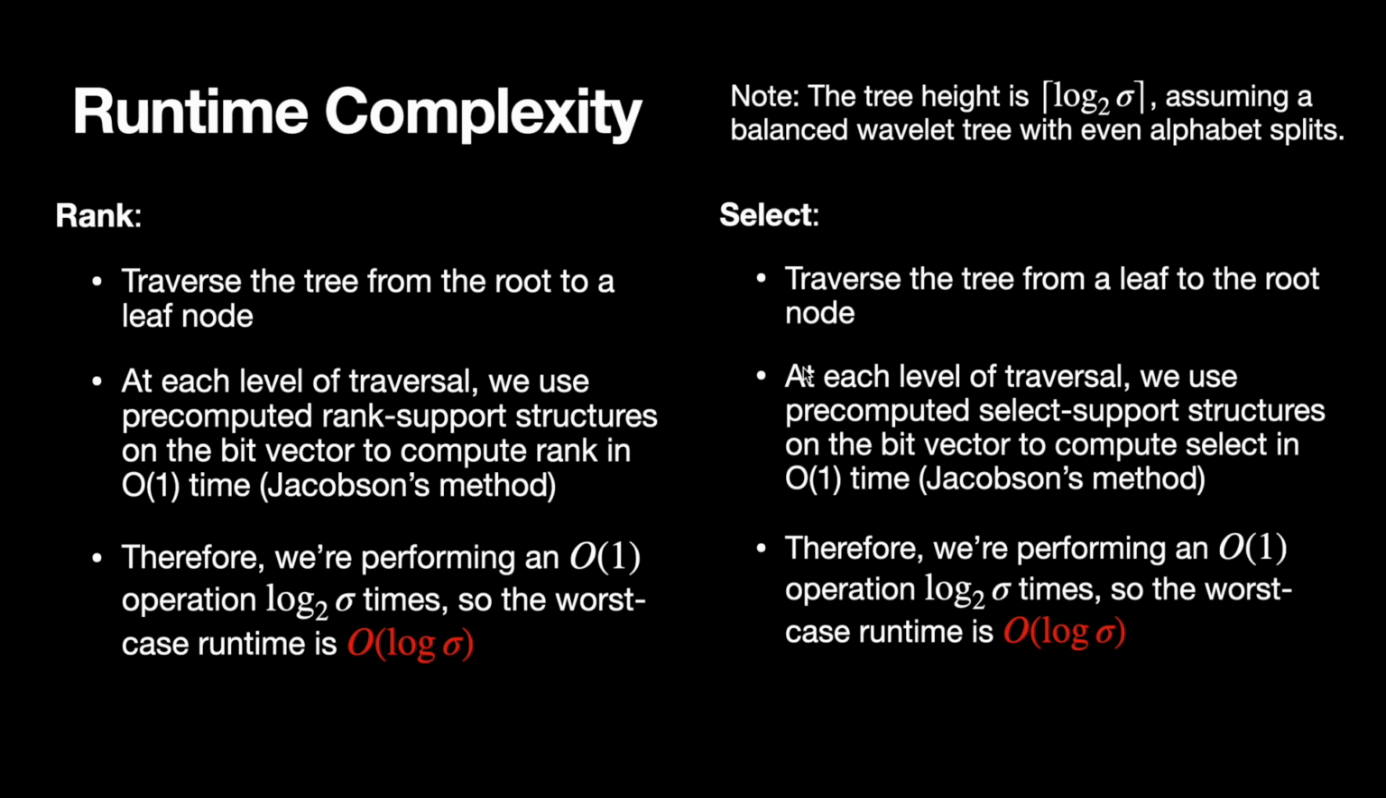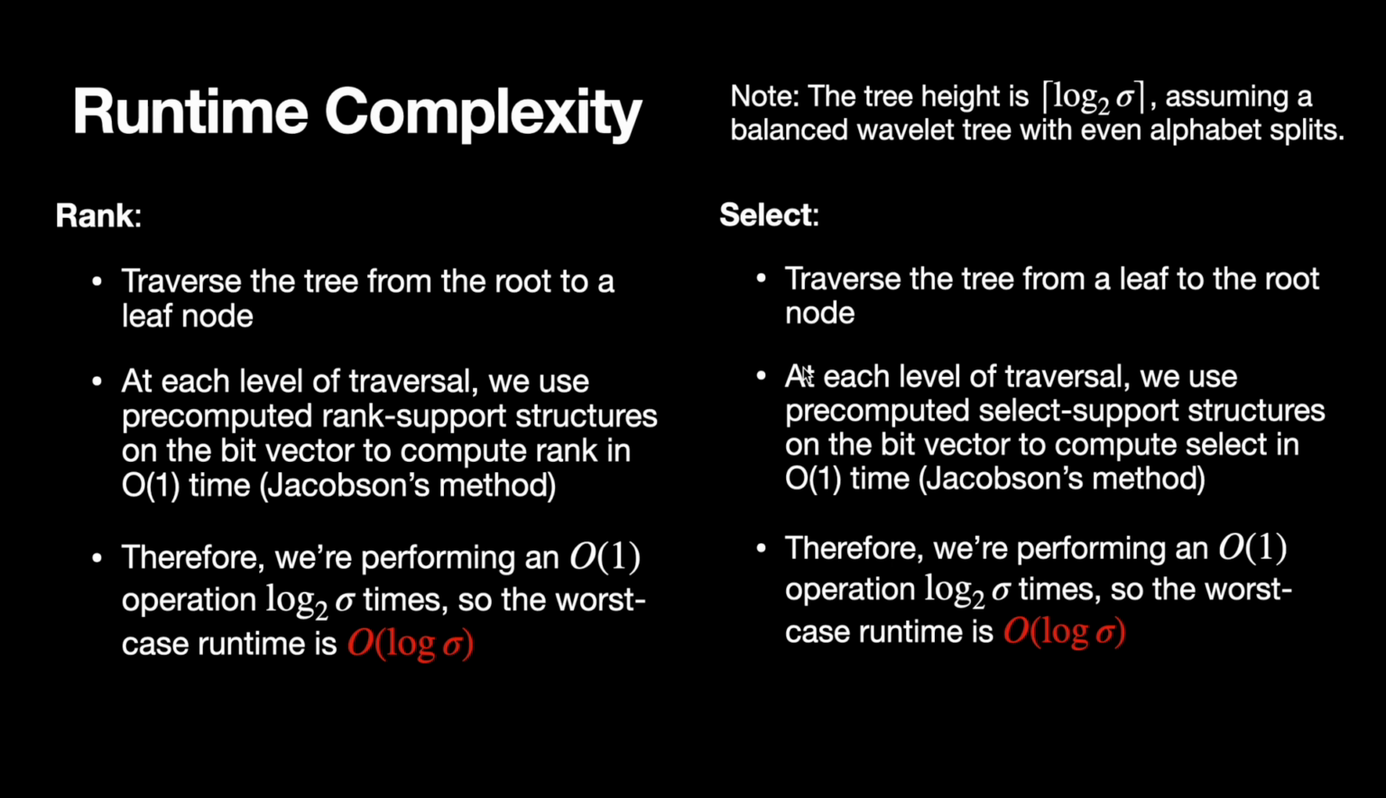So for rank, we're traversing the tree from the root node to a leaf node. And at each level of traversal, we use pre-computed rank support structures, which I didn't really mention, on the bit vector to compute rank in O(1) time. And I'll talk about those a little bit in a second, but this is just referred to as Jacobson's method. He's the one who discovered it. So therefore, we're performing a constant time O(1) operation log base 2 of sigma times, because that's the height of the tree. So the worst case runtime is simply big O of log sigma.